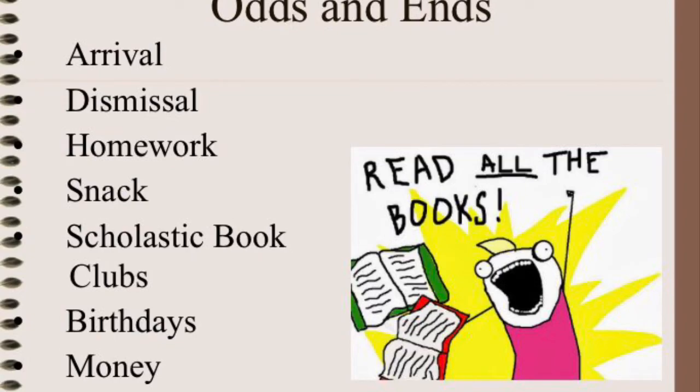Our last slide is titled Odds and Ends. These are just little things that happen throughout the day and the week that you may need more information on. The first one is arrival. The bell rings at 8:45, and then the tardy bell rings at 8:55. So the children would start coming at 8:45. If they're getting breakfast, they stop and get breakfast.